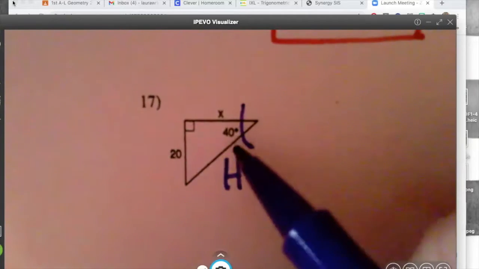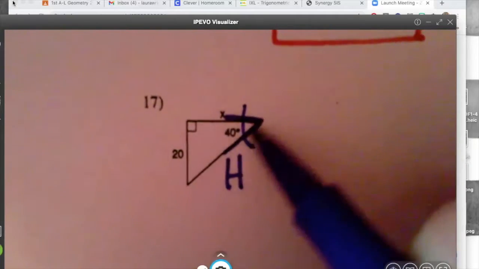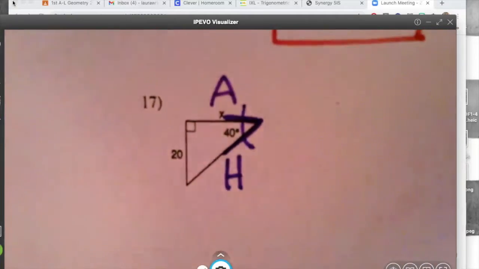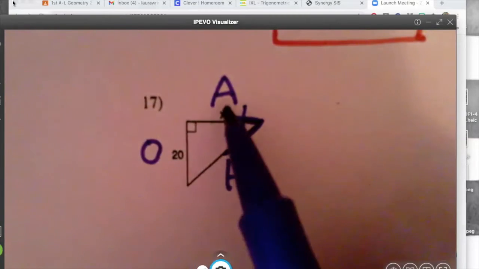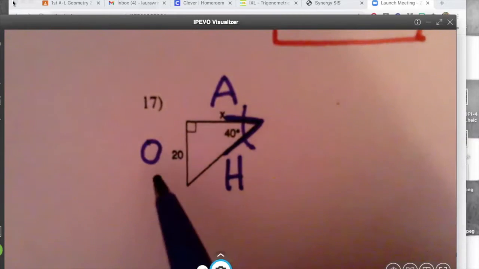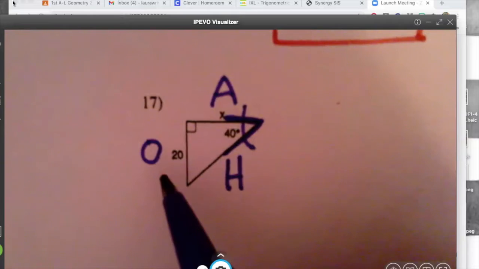So we're going to trace it to find our adjacent side. Our adjacent is right there. So this must be our opposite. So I am finding the adjacent and I have the opposite. So which trig function is that? Sine, cosine, or tangent that uses O and A?